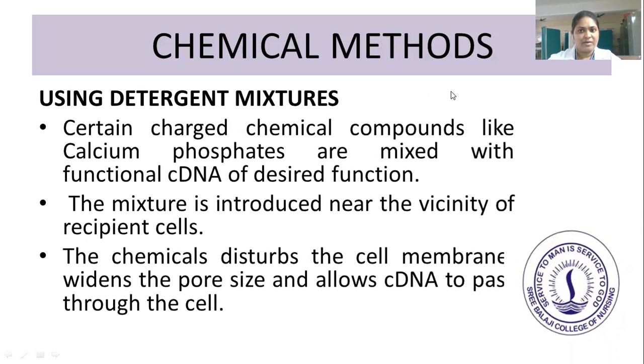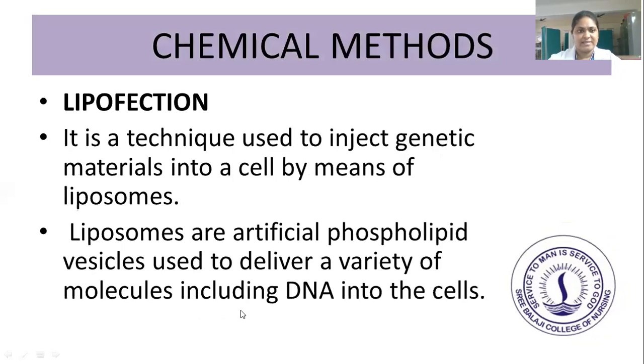Next is a chemical method using a detergent mixture, that is, certain charged chemical compounds like calcium phosphate mixed with the functional cDNA of the desired function. The mixture is introduced near the recipient cells. The chemicals disturb the cell membrane, widen the pore size, and allow the cDNA to pass through the cells.